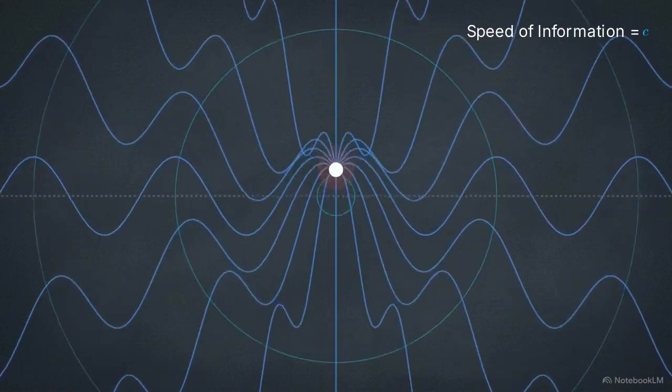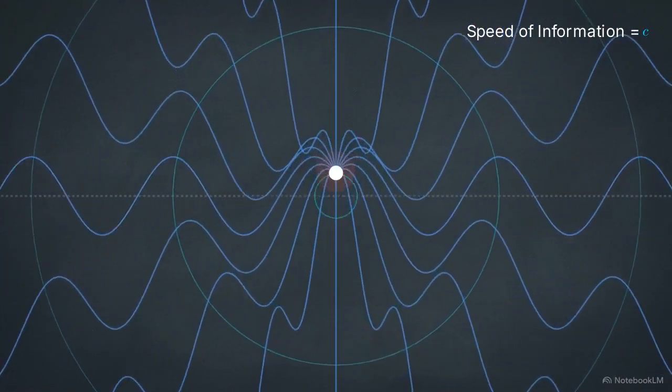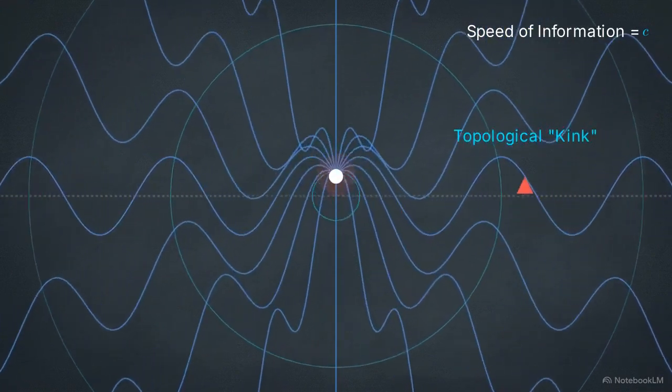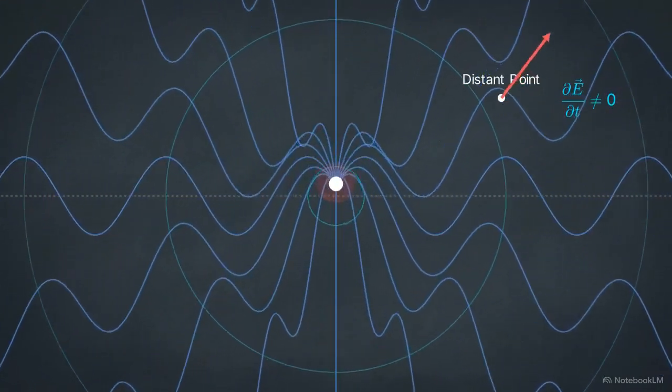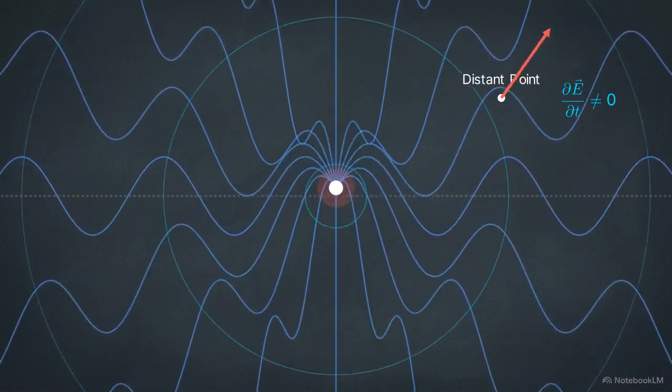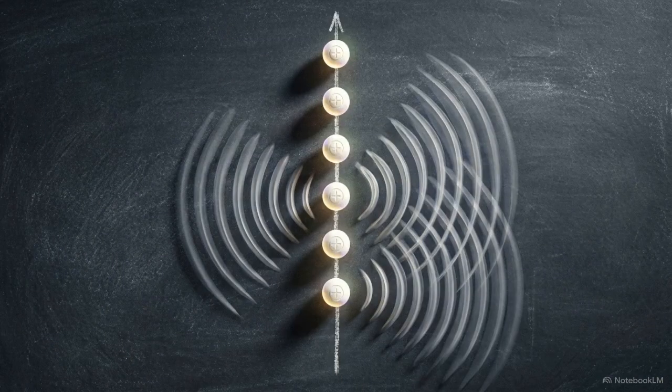Information regarding the charge's changing position is restricted by the speed of light. It cannot reach distant points instantly. This delay creates a topological kink in the electric field lines propagating outward from the source. Because of this propagation, the electric field at any distant point now varies over time. Mechanical acceleration translates to time variance in the vacuum.